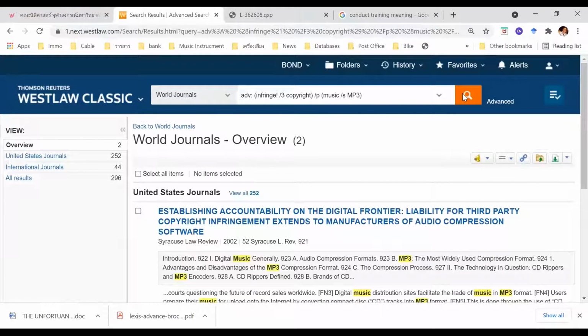It's more complex. And now you can control the results down to 296. I'm happy with that.